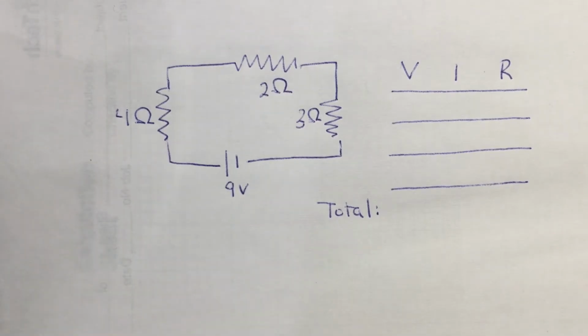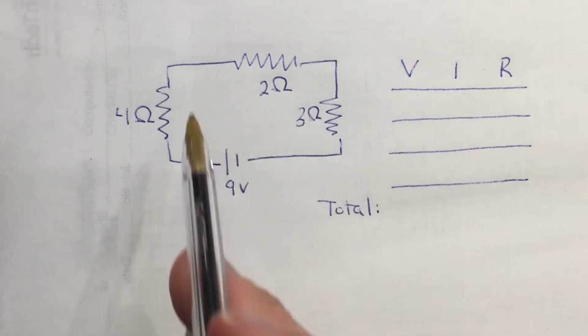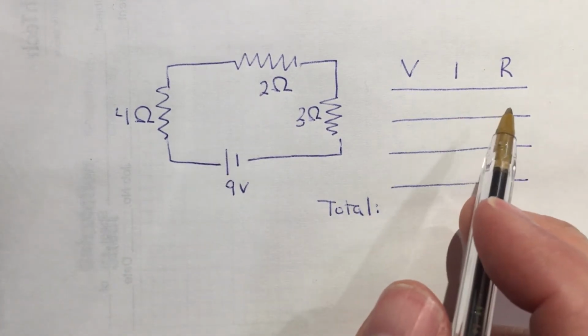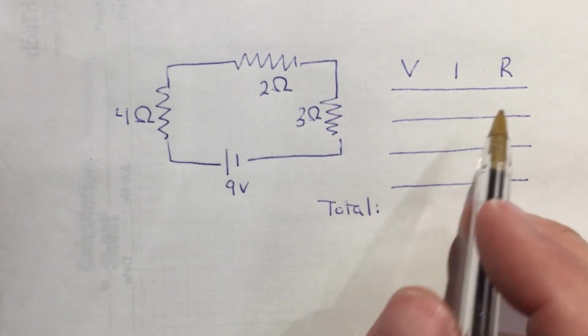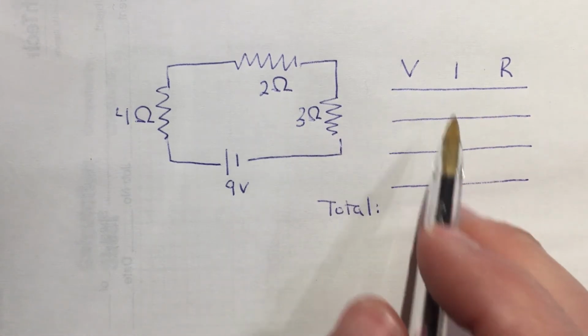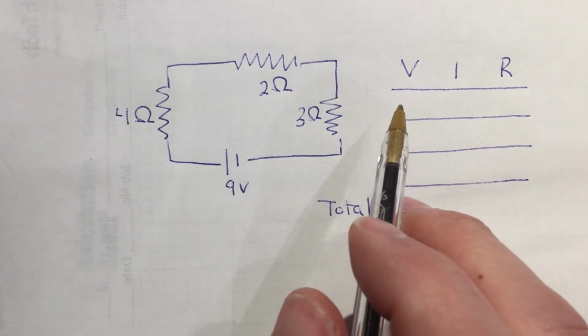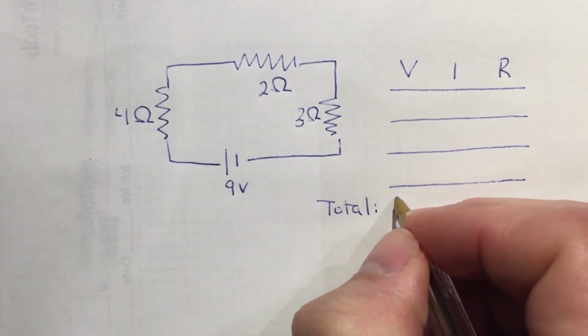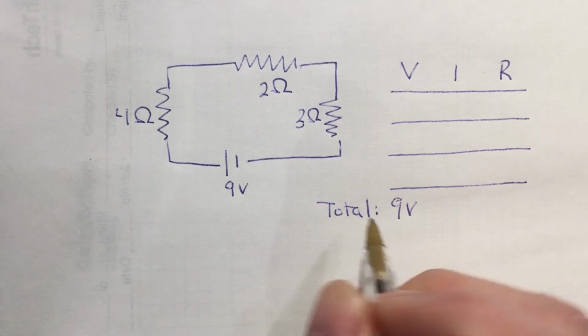Now, let's look at this in a slightly different way. I've redrawn the exact same circuit, just labeling our resistances. Now, let's take a look at what our resistance in each of these locations is going to be, what our current in each location will be, and what our voltage drop in each location will be. Now, we know that overall, we have a voltage drop of 9 volts.